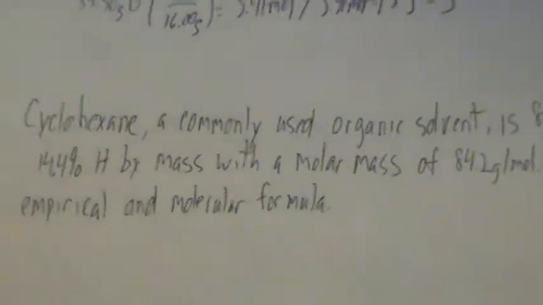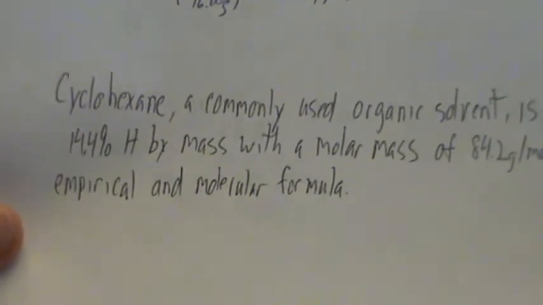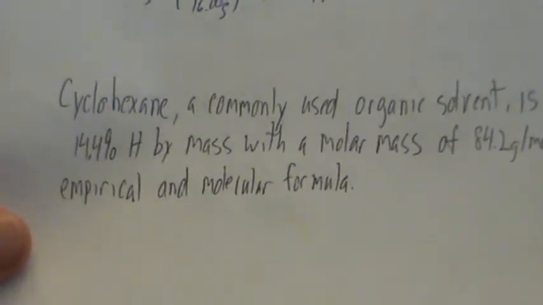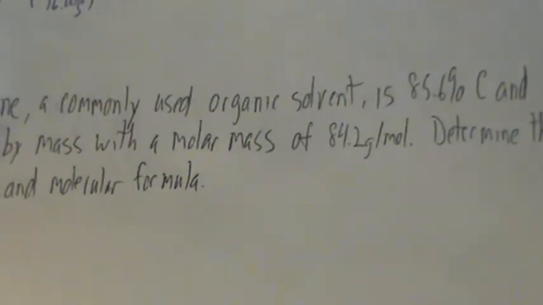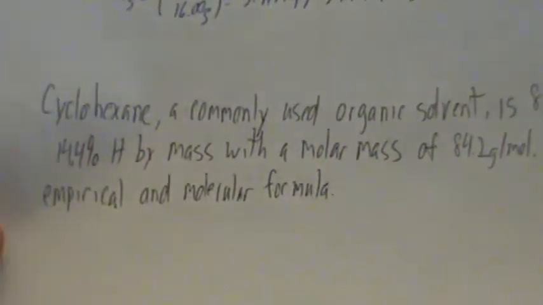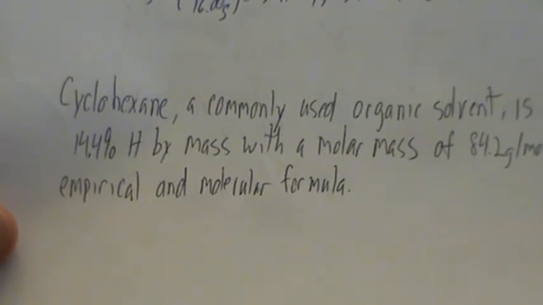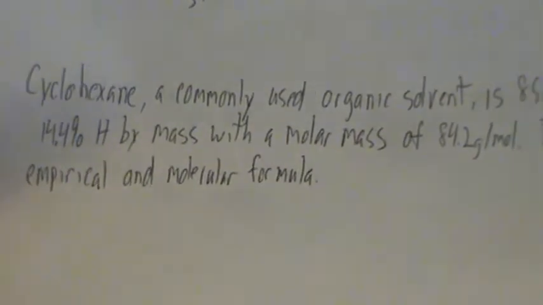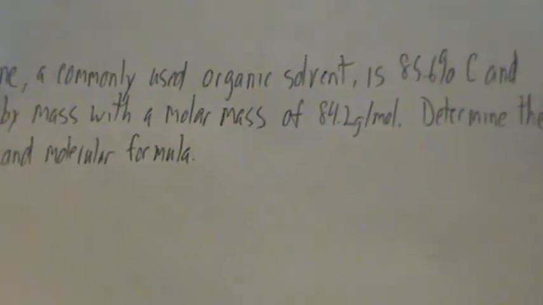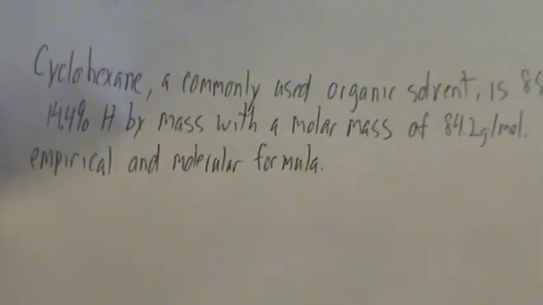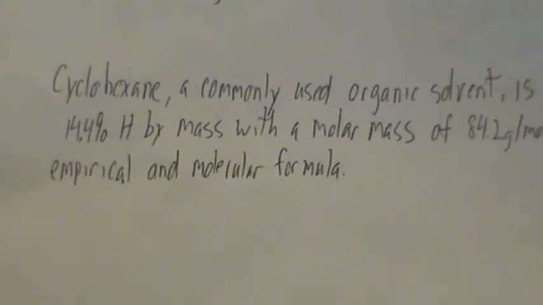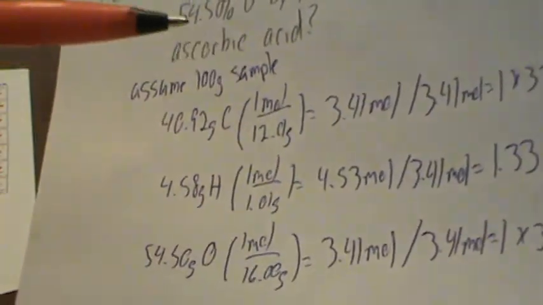Okay, now let's look at our second example. Second example says cyclohexane, commonly used organic solvent, is 85.6% carbon and 14.4% hydrogen by mass, with a molar mass of 84.2 grams per mole. We need to determine the empirical and the molecular formula. So what we're going to do first is find the empirical formula like what we did with this first problem up here with ascorbic acid.